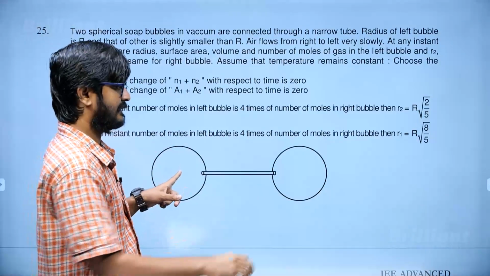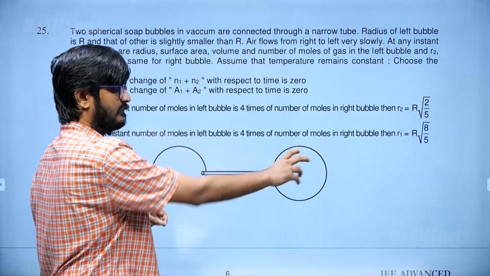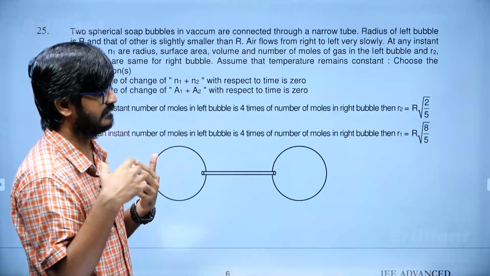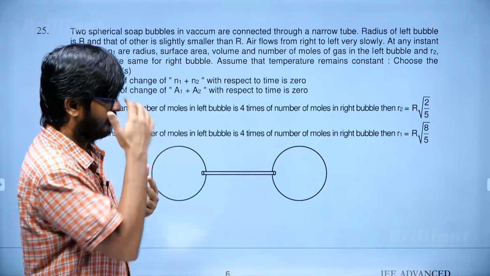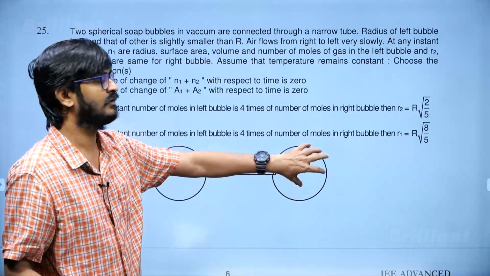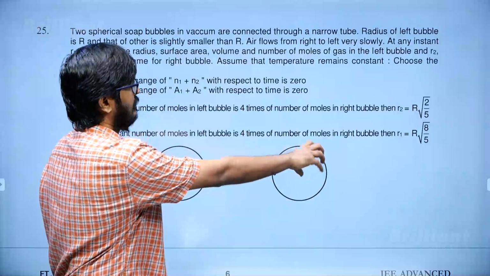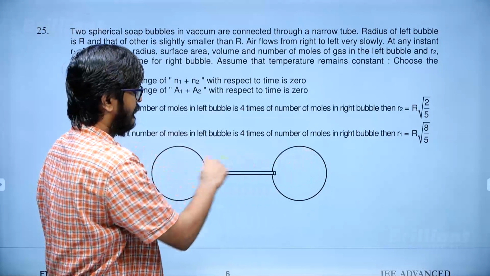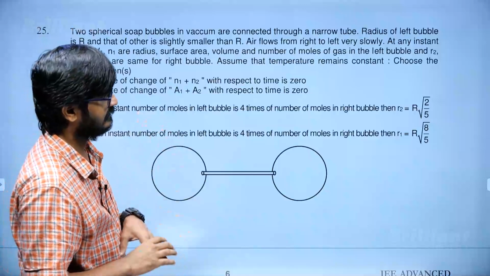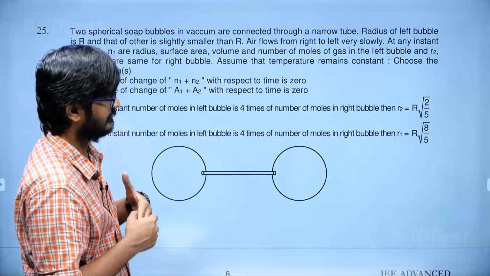This pressure will be less and this pressure will be more, because it depends on the radius of curvature, right? P inside equals P outside plus 2T by R. So this pressure is going to be less and this pressure is going to be more. So what is going to happen? The air will flow into this bubble, this one is going to become small and this one is going to become big. But anyway, they are not asking much about exactly what is happening.